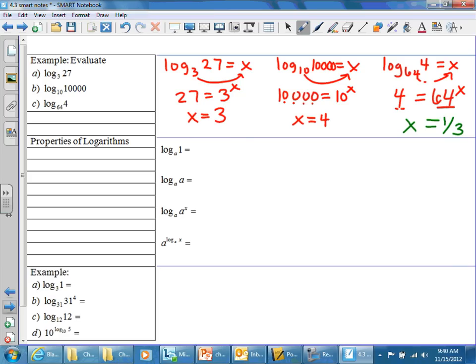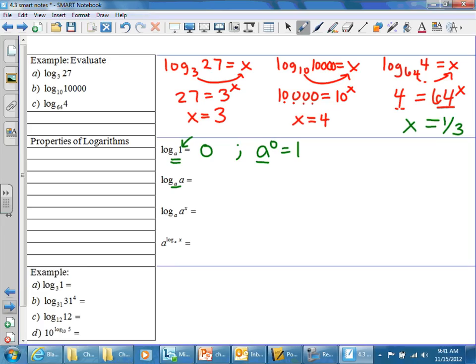Okay, some properties of logs. Whenever you have 1 going on, no matter what that base is, you're always going to get out 0. If you think about that, it'd be a to the 0 equals 1. And that's true. No matter what your a is, you're always going to get 1 if you raise it to the 0 power.